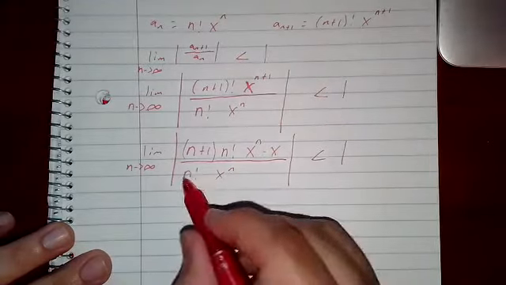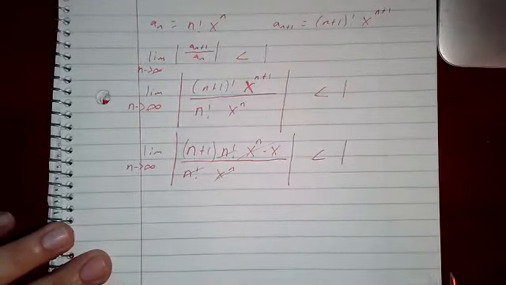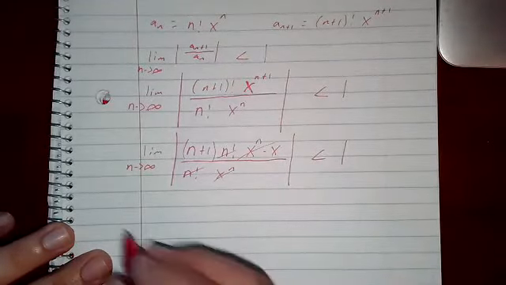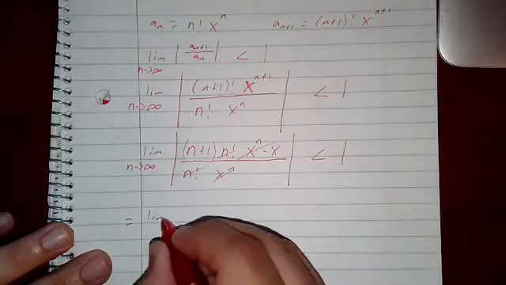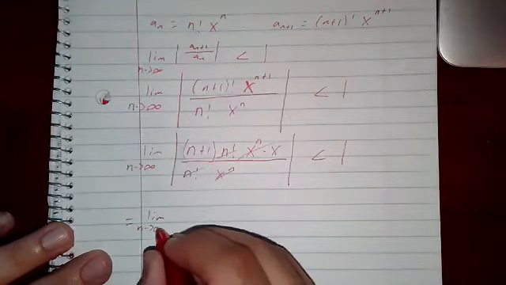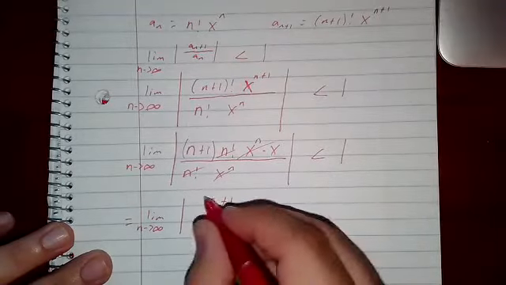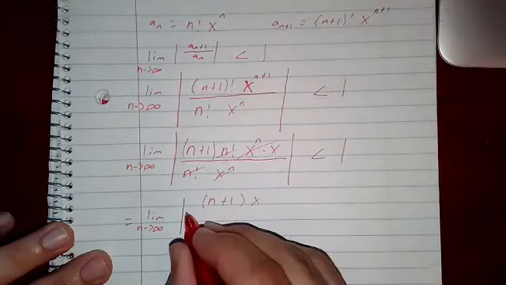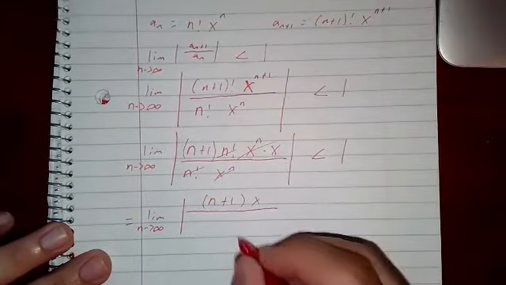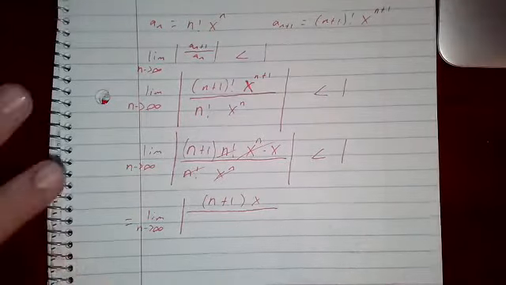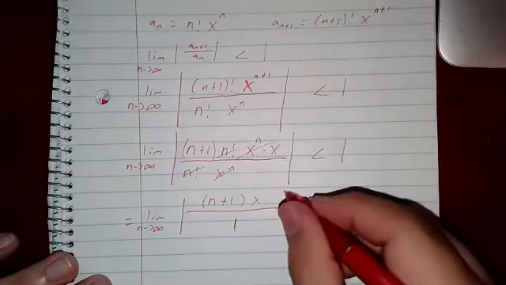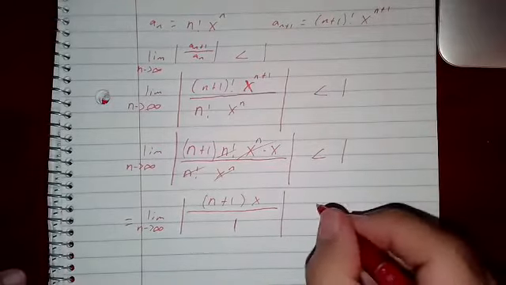So then these are gone, right? Leaving me with n plus 1 times x over, well, it's gone, right? It's just 1. Is this less than 1?